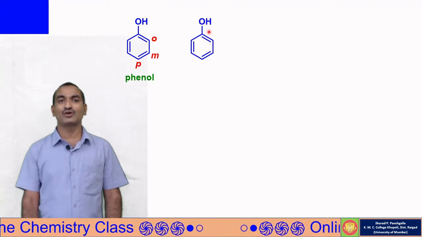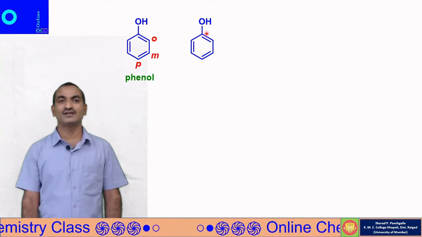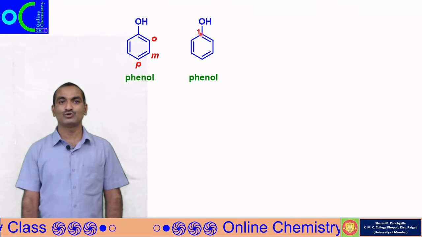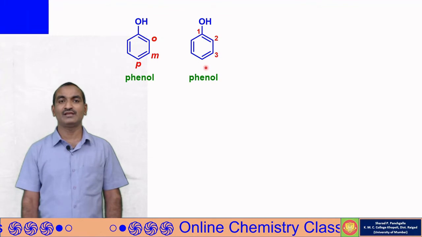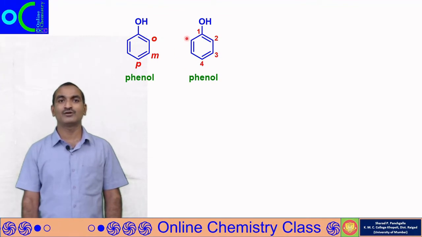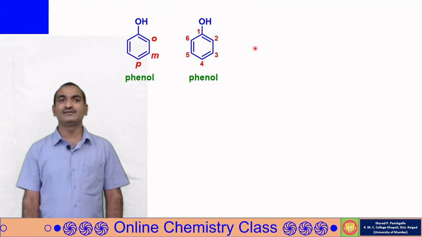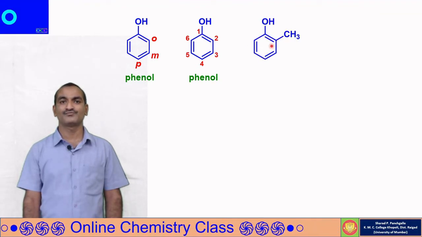Now in IUPAC nomenclature, the carbon on which hydroxy group is present will be given number 1. So this is the position number 1. Adjacent position will be 2, then next will be 3. Like that we are giving numbers to the aromatic ring. Now we'll see certain examples of the phenol.